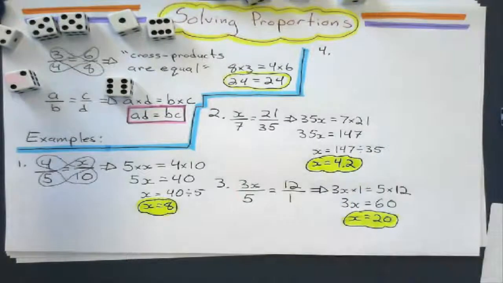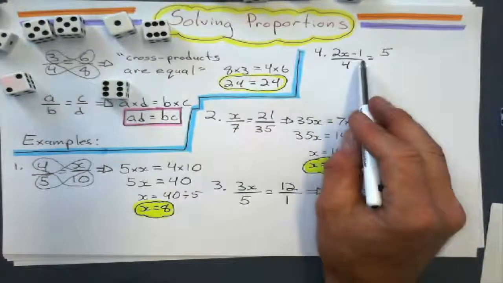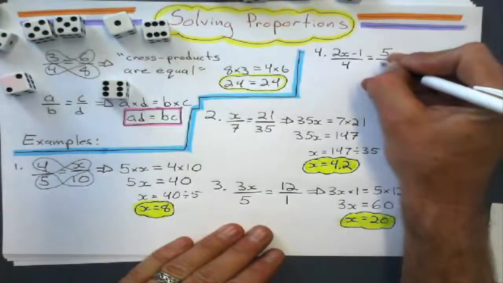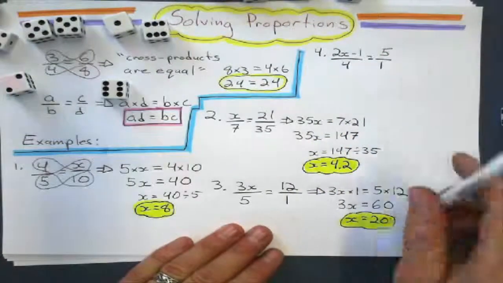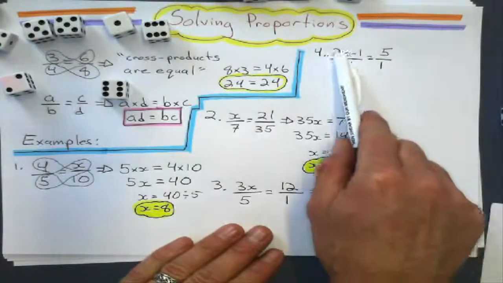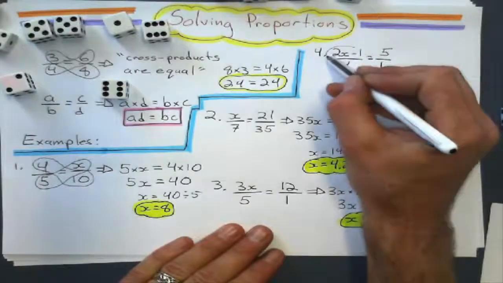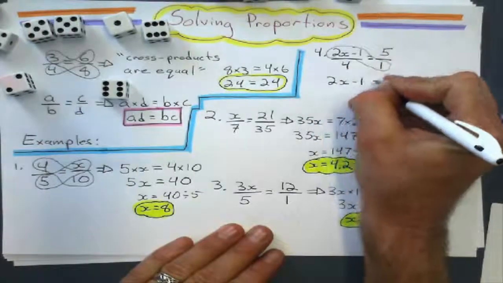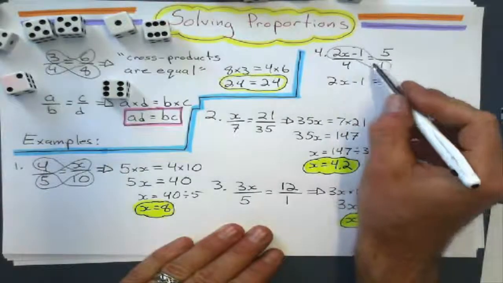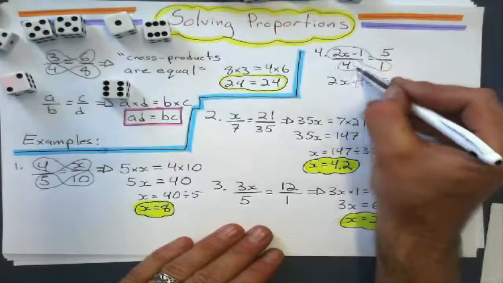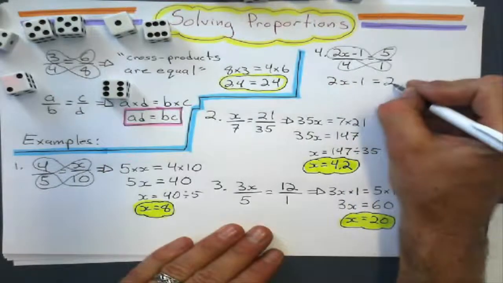Let's look at another one. So suppose I have this one. Okay, even though it doesn't look like a proportion, we put it over 1. Now we cross multiply, and I'll do it under here. 2x minus 1 times 1 is just 2x minus 1. There's nothing changed there, because anything times 1 is just that anything. And 4 times 5 is 20.